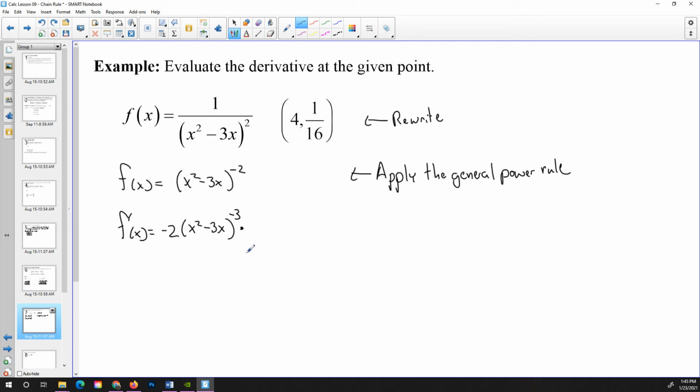And then I multiply that result by the derivative of what's inside. So the derivative of x squared minus 3x is 2x minus 3.